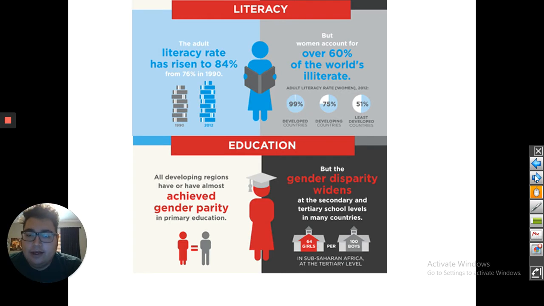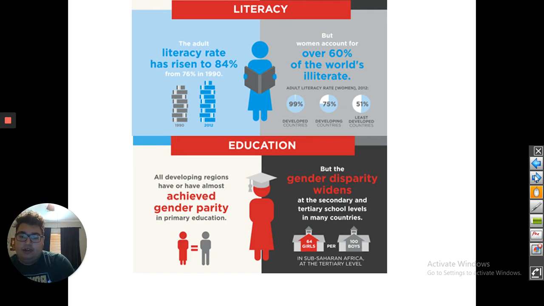Literacy rate. The adult literacy rate among women has risen to 84% from 1990 to 2012, but women account for 60% of the world's illiteracy. In 2012, 99% of women in the developed countries of the world could read, 75% in the developing, and 51% in the least developed countries.